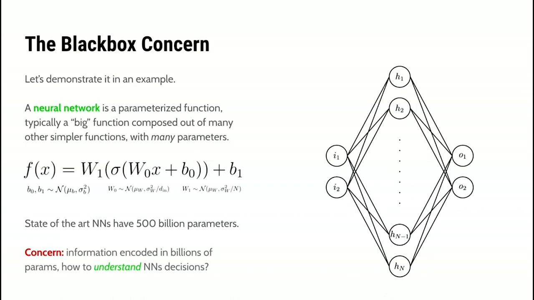But state-of-the-art networks actually have, this is a result from last week or the week before, a new language model out called PaLM from Google that has about 500 billion parameters, and it trains very well, and it can take in text data and do all sorts of cool things. But if your model is doing well, and it has 500 billion parameters, there's a question: this information is encoded in all of these parameters, but how can we actually understand how the neural network makes its decisions? So this is emblematic of what I would call the black box concern in machine learning.